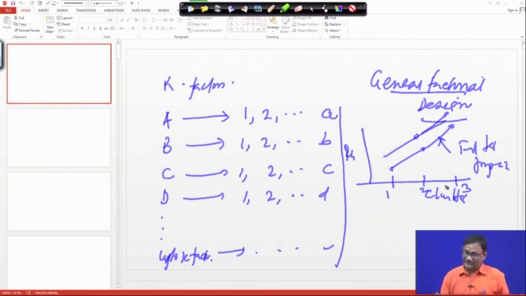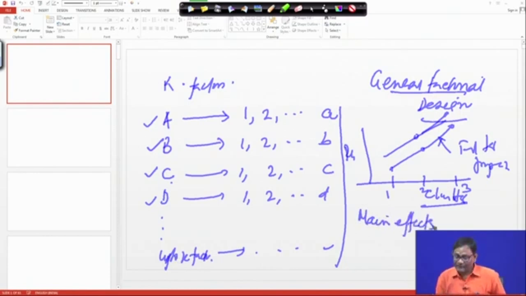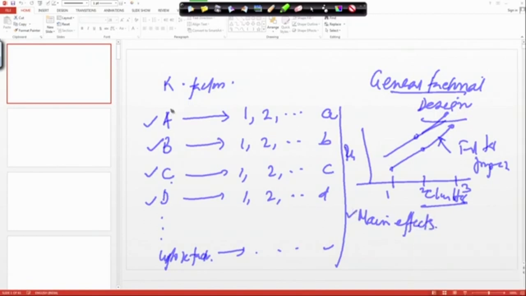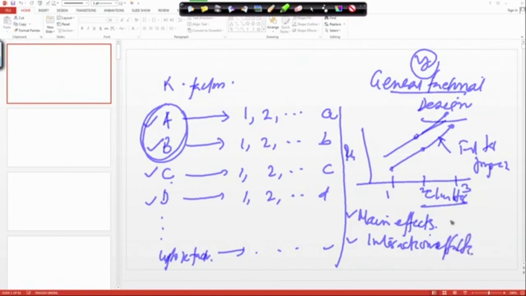In that case, you may be interested to know the effect of A. Similarly, you may be interested to know the effect of B, and similarly the effect of C, effect of D, like this. When you are interested to know the effect of A, B, C, all those things are known as main effects. But you may also be interested to know, if both the factors are present, how they ultimately influence Y. So, that means you may be interested to know their interaction effects. In factorial design, main effects and interaction effects are very, very important.